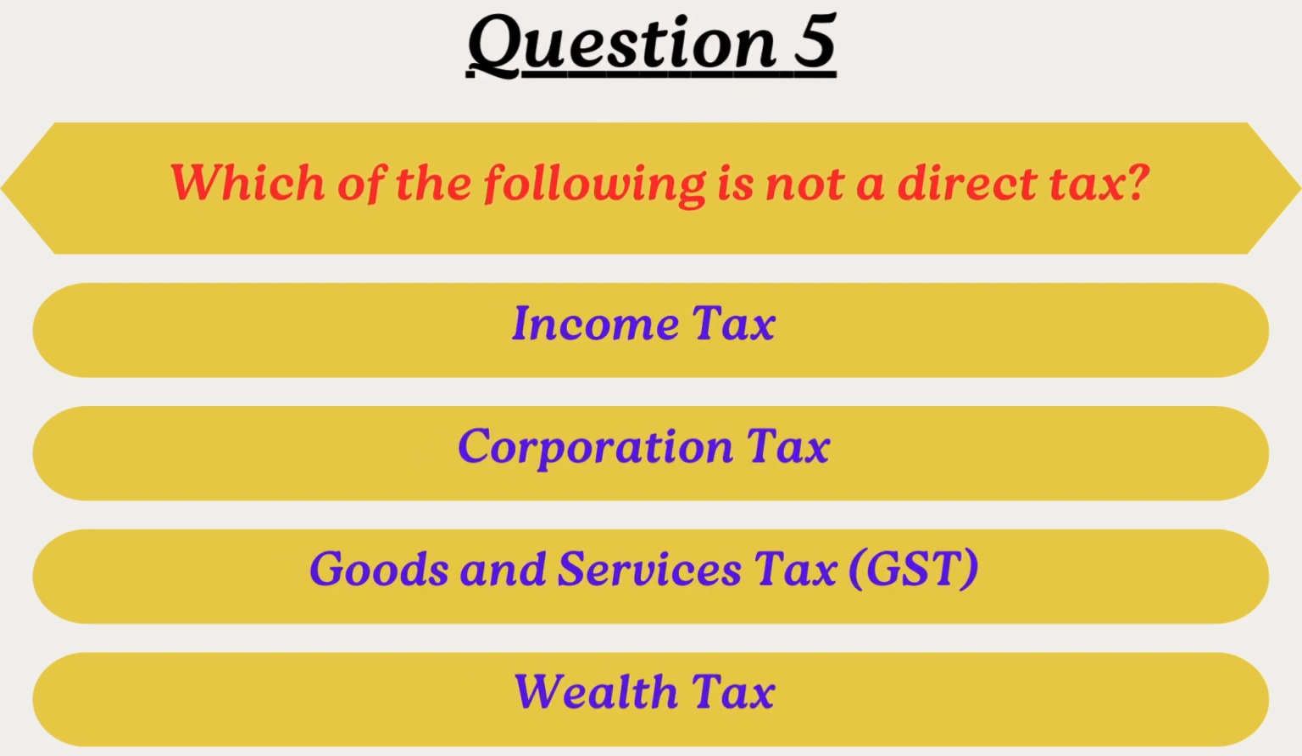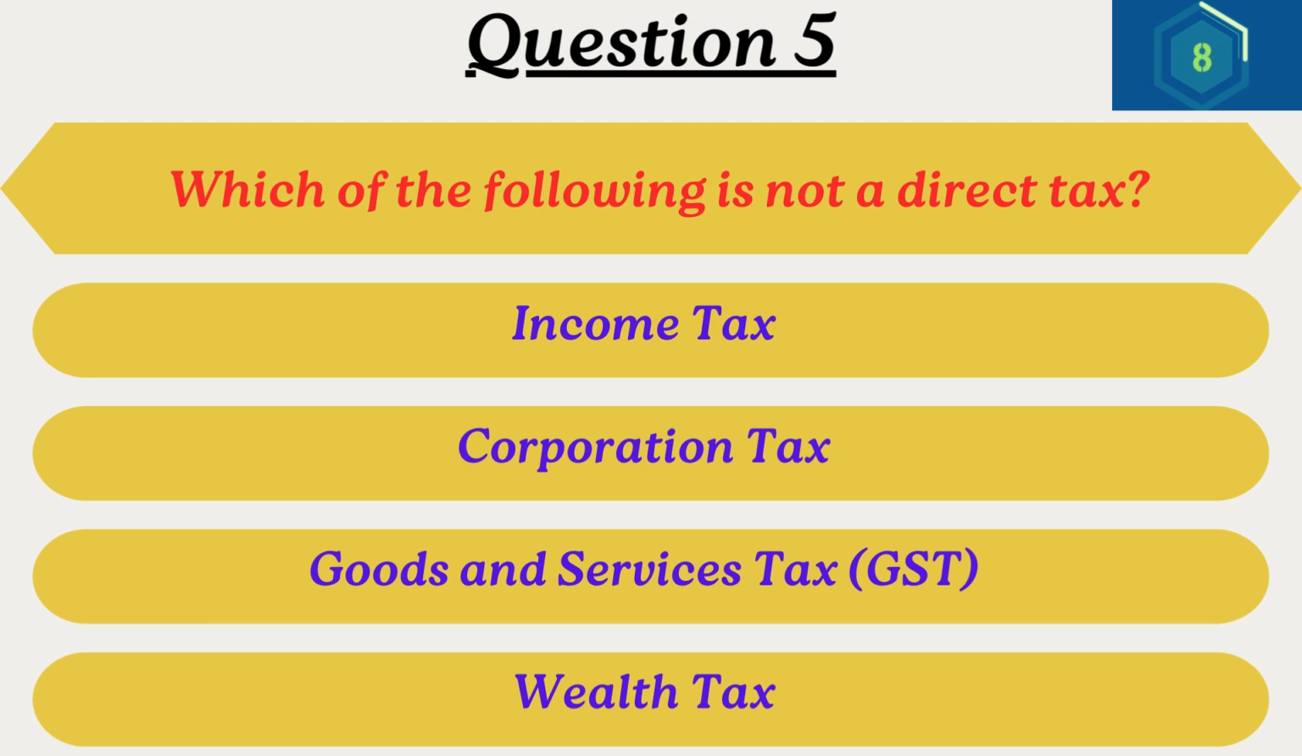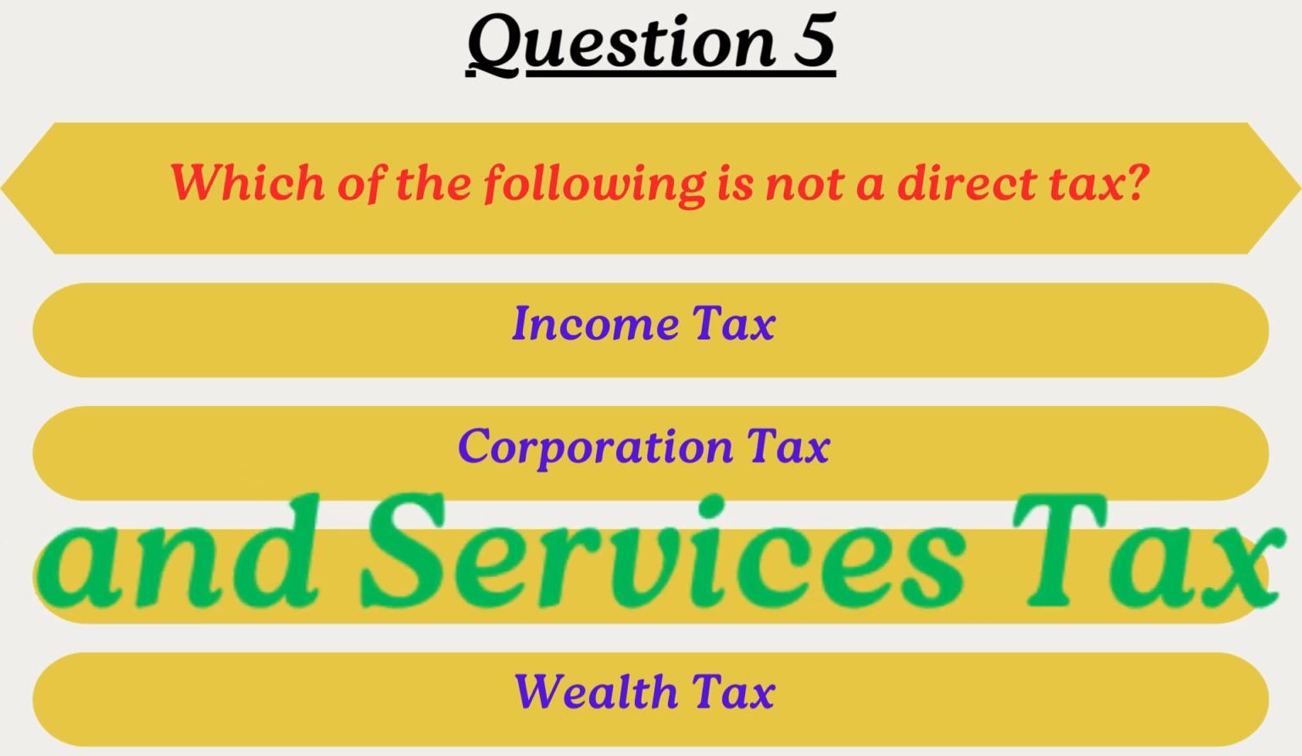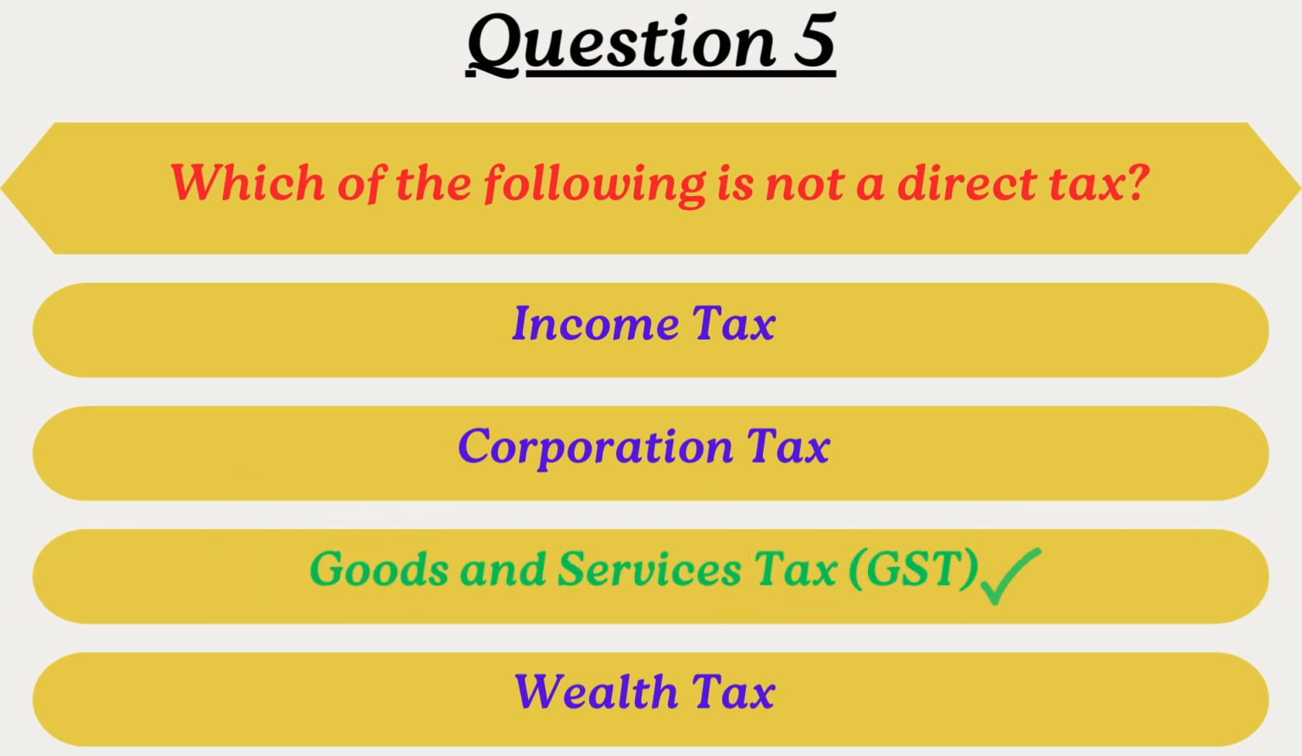Question number 5. Which of the following is not a direct tax? Options are income tax, corporation tax, goods and services tax, wealth tax. Please comment your answer now. The answer is option C, goods and services tax.